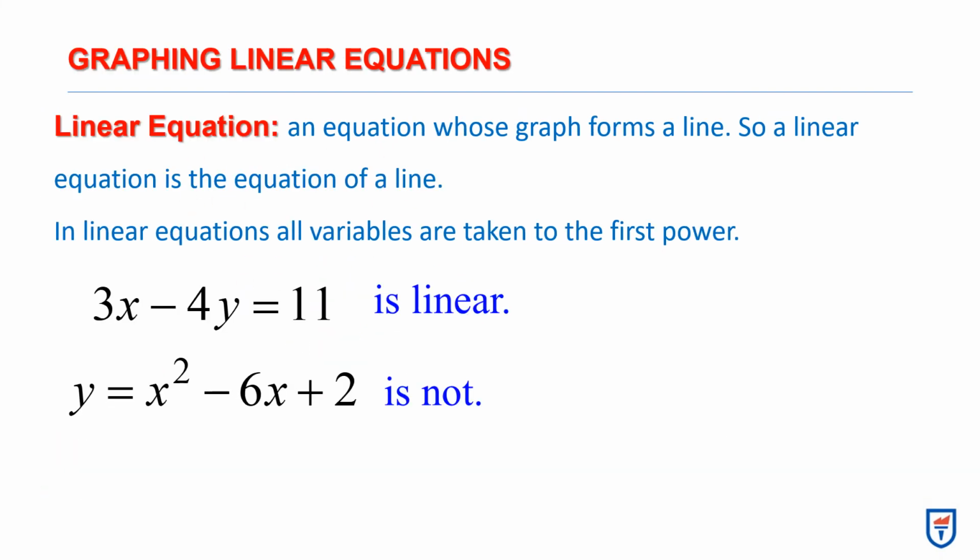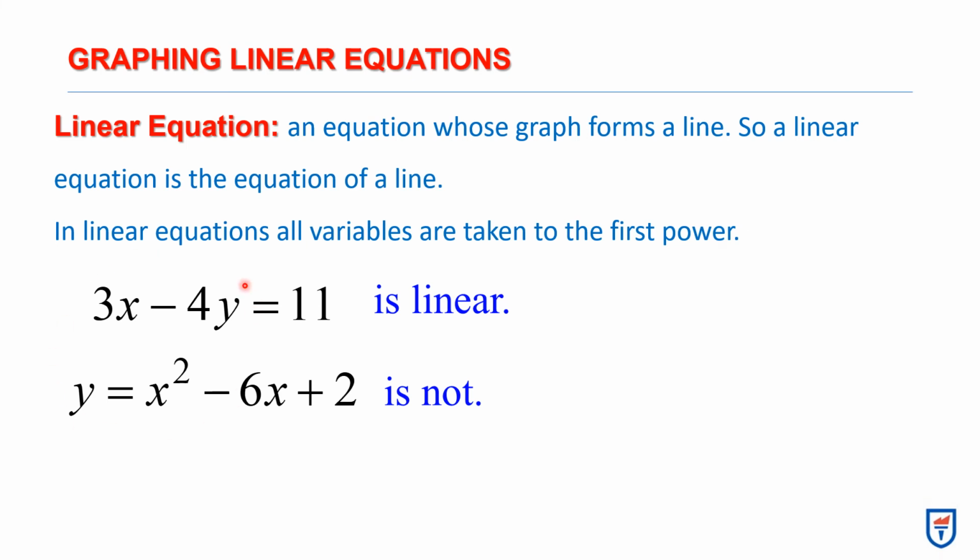Let's now look at the graphing of linear equations. Linear equations are equations whose graphs form a straight line. So a linear equation is an equation of a line. In linear equations, all variables x and y are taken to have the highest power degree of 1.